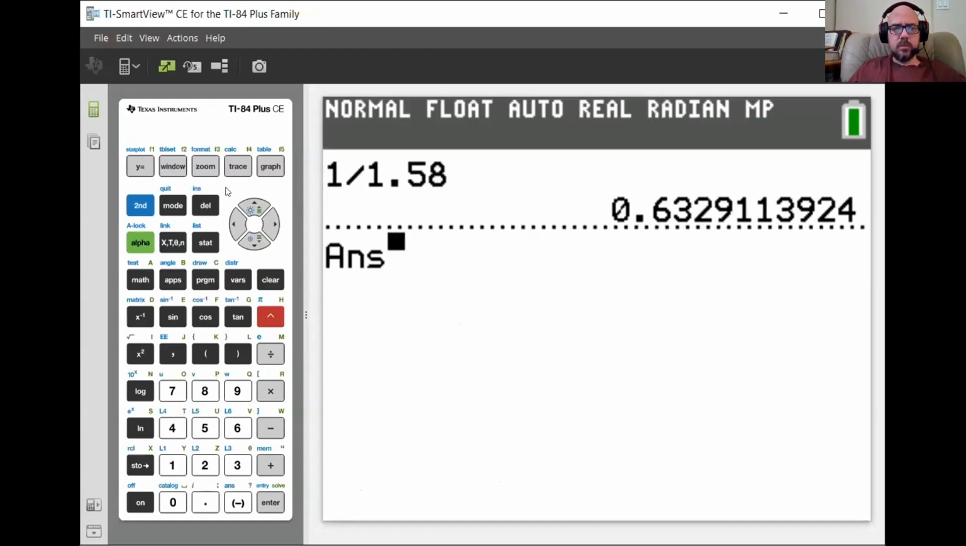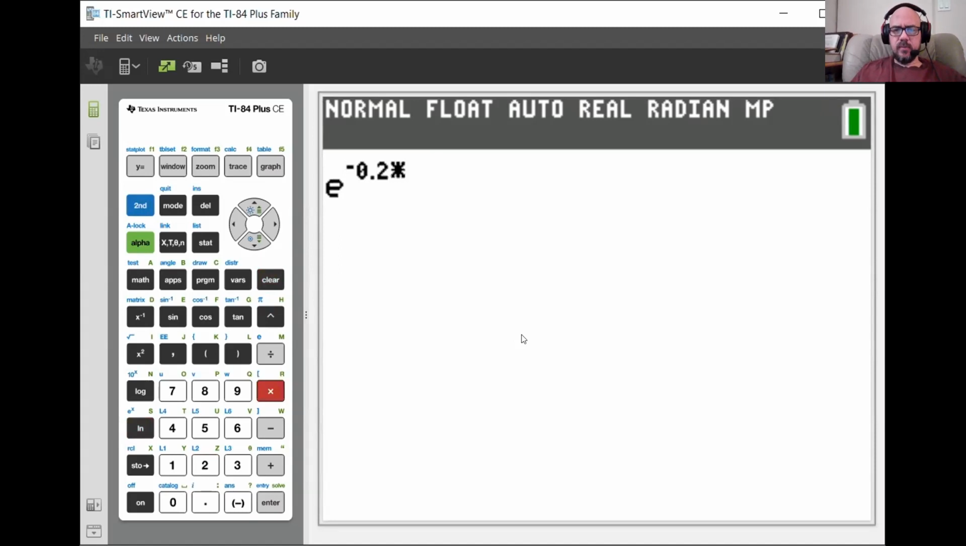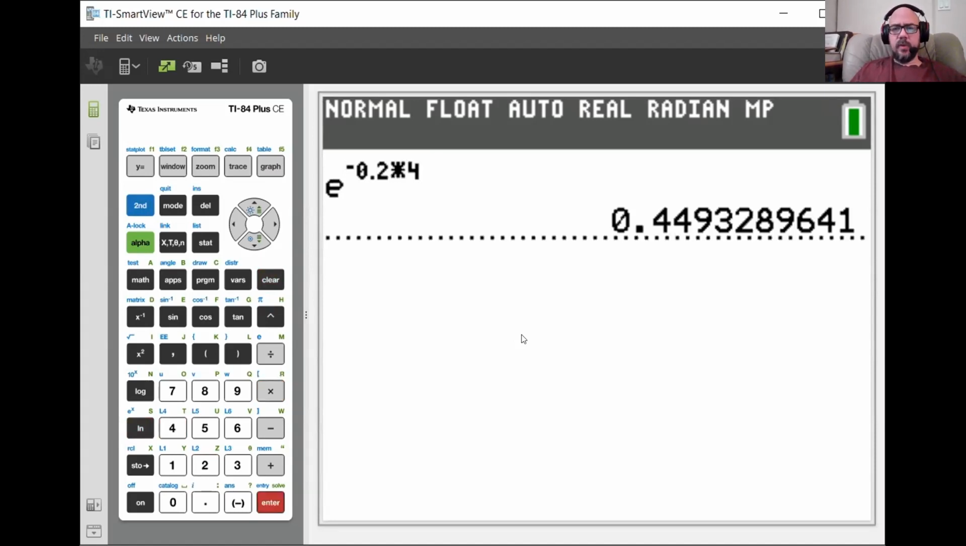Whoops, I need to clear all this stuff off. Okay, so I want to put in e to the minus mk. So second function, e to the x. This is where e to the x is. E to the power of negative m, which was 0.2, times k, which was 4. There we go. That's the probability, 45%, that it lasts more than 4 years.